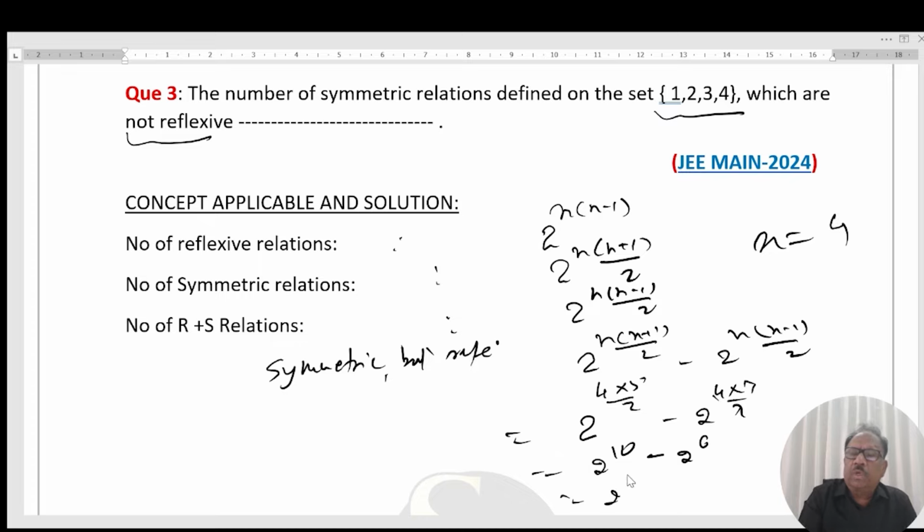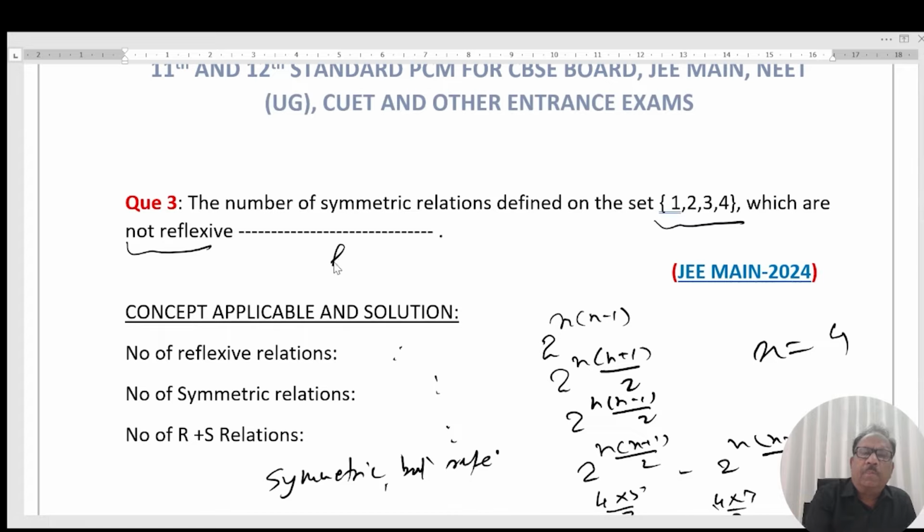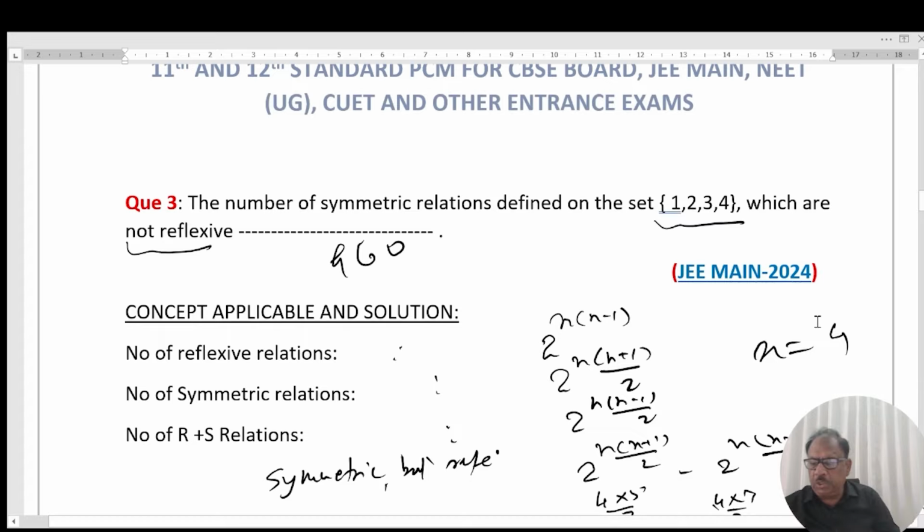Taking 2 to the power 6 common, we get 2 to the power 4, that is 16 minus 1, so 64 into 15, which is 960. This is the answer, 960. 960 is the answer, right? Now, next question.